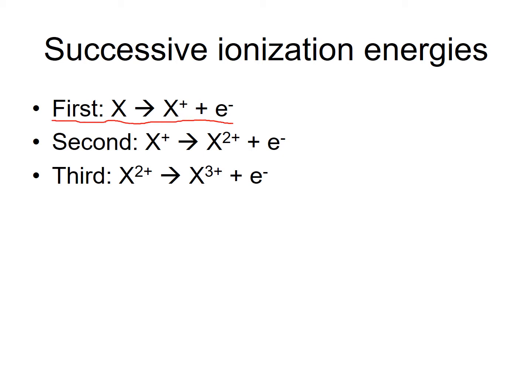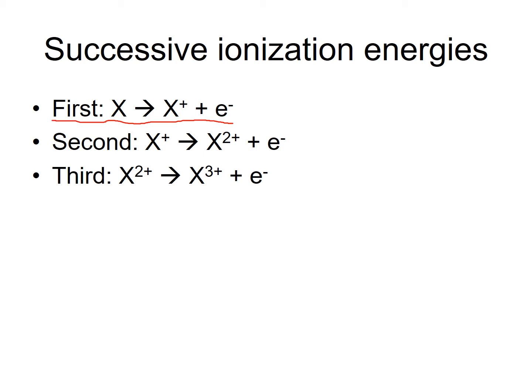That means I take an atom X in the gas phase and I add energy to it, presumably by having it absorb a photon, for example, and I make a positive ion, an ion with a charge of +1, and I give off an electron. That's the so-called first ionization energy. And it's also called just the ionization energy.